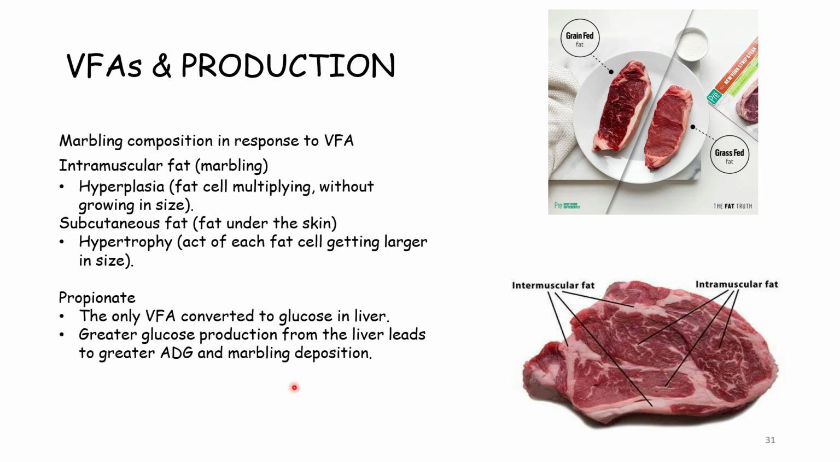The only volatile fatty acid converted to glucose in the liver is propionic acid. So greater glucose production from the liver leads to greater average daily gain and marbling deposition. If an animal produces a lot of glucose from the liver, that can help increase body weight gain, which we call average daily gain, and also marbling deposition, meaning we can get marbling. If there is more fat inside the meat, we call it marbling, and we can sell that meat at a high price.